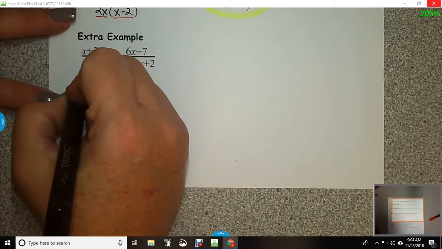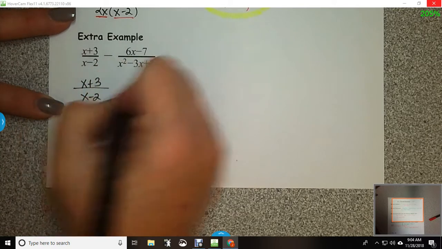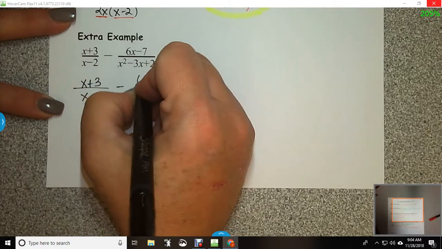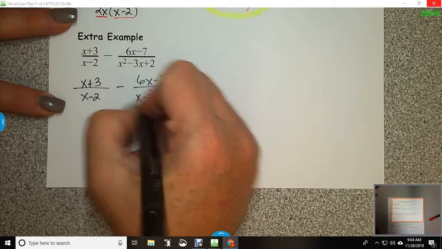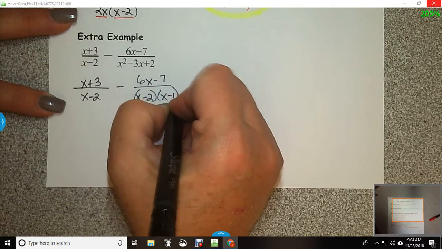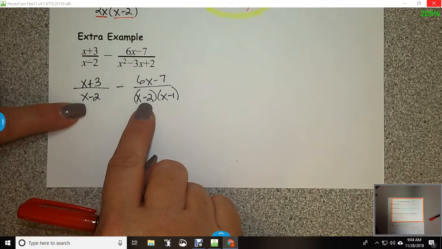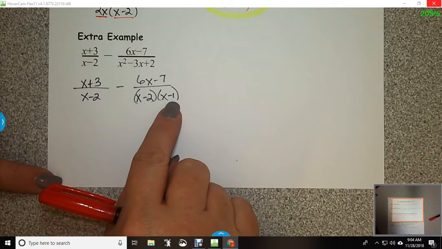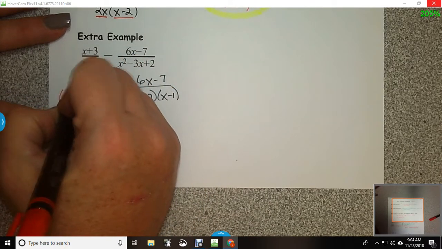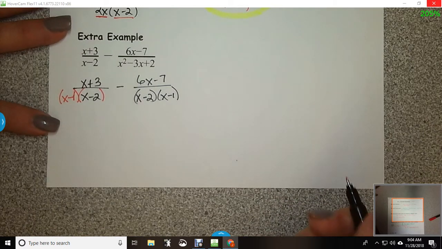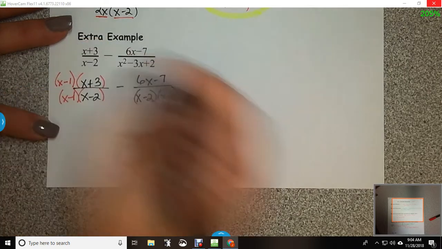Okay. So first, I'm going to factor my denominators. The first one, I can't factor it. For the second denominator, that factors into x minus 2 times x minus 1. So both of these denominators already have an x minus 2, but this one also has an x minus 1. So I need an x minus 1 on the bottom here. But if I multiply by it on the bottom, I also have to multiply by that on the top.